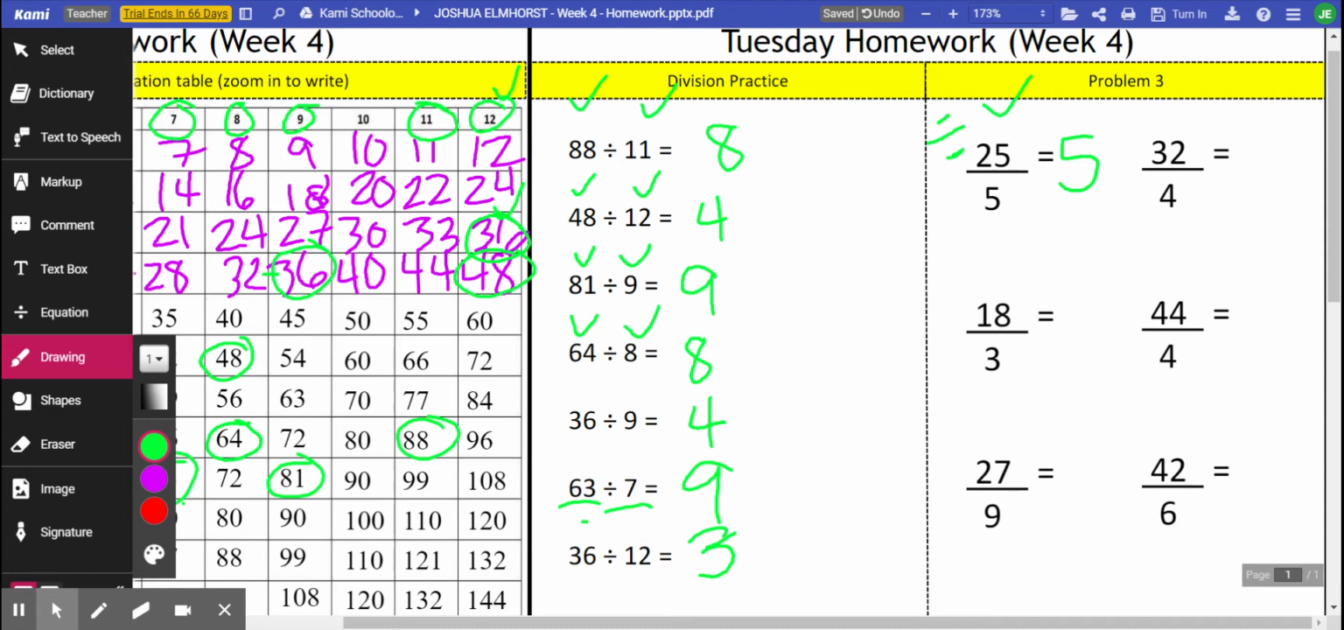18 divided by 3 is 6. 27 divided by 9 is 3. 3 times 9 is 27. 32 divided by 4 is going to give you 8. 8 times 4 does equal 32. 44 divided by 4 is 11. And 4 times 11 is 44. 42 divided by 6 is 7. And working it backwards, 6 times 7 is 42.